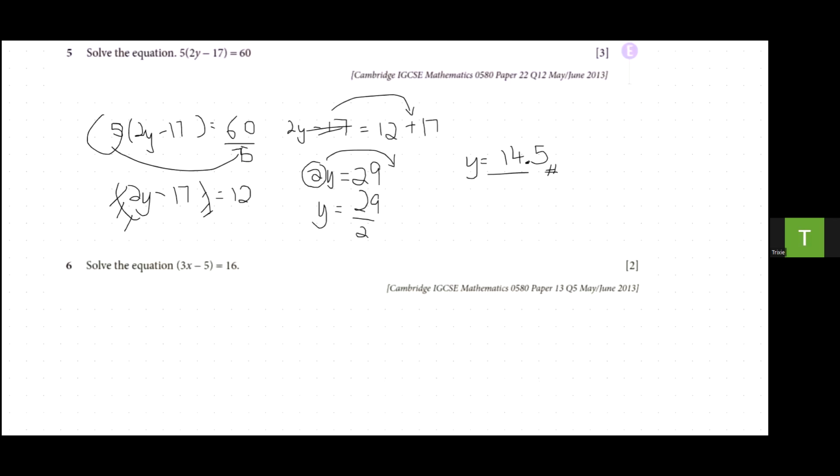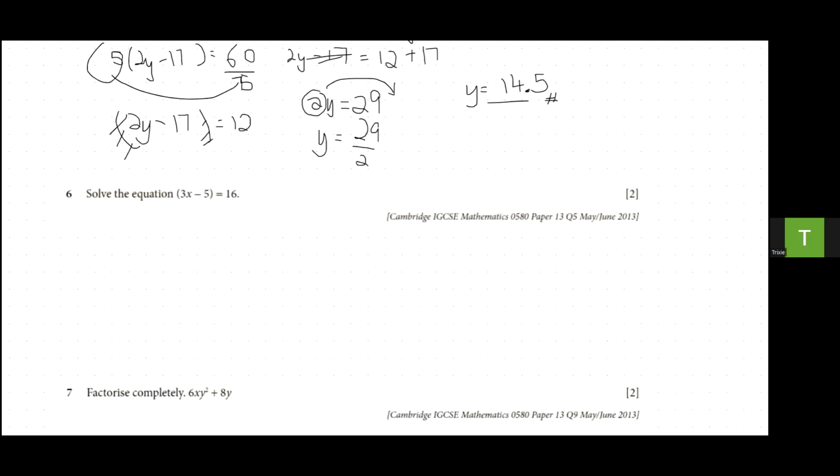Now question 6. Solve the equation. 3x minus 5 in bracket equals to 16. For this question, because there's nothing outside of the bracket, we can just immediately remove it. So 3x minus 5 equals to 16. For this question, we'll do subtraction first. When minus changes to another side, we'll change it to plus. So minus 5, we change to another side, becomes plus 5.